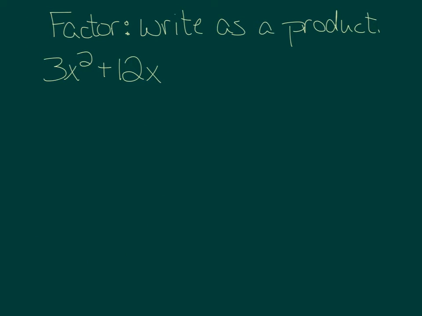So, factor means to write as a product. Anytime you see that word, that means you're going to be given a polynomial, which will be the sum or difference of terms, and you have to write it as a product. This particular type of factoring is going to be undoing the distributive property. Sometimes I call it the antidistributive property.